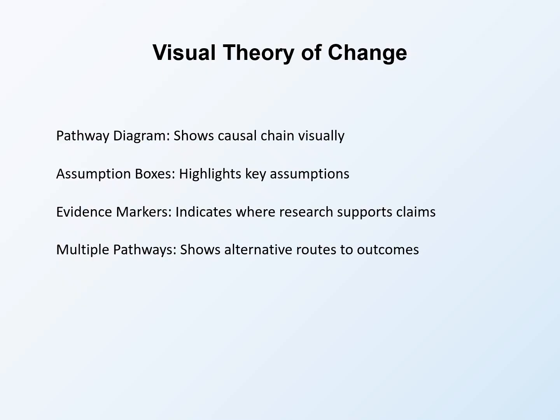Evidence markers indicate where research supports claims. Symbols or notes showing which connections have research support versus which are hypothesized strengthen credibility. Multiple pathways show alternative routes to outcomes when they exist. Some participants may follow one pathway while others follow another. Complex theories may include multiple causal routes.